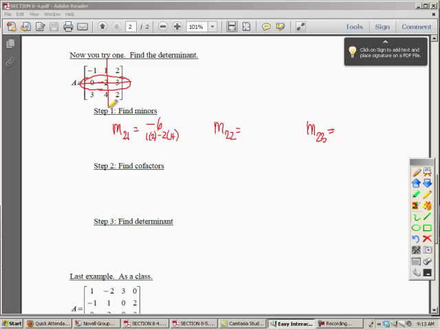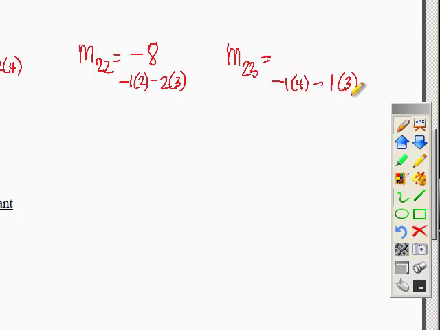Now I'm going to cross off row 2 and column 2 to find the minor for 2, 2. And I have -1 times 2. Let's try this again. Minus 2 times 3. So -2 minus 6 is -8. And I'm going to do this one last time. I'm going to cross off row 2 and column 3. And I have -1 times 4 minus 1 times 3. So -4 and -3 is -7.